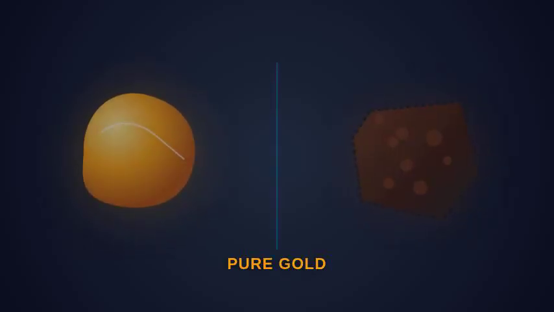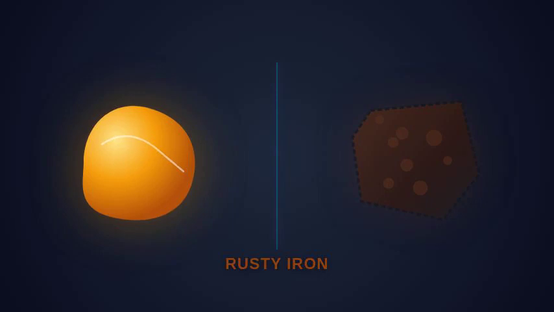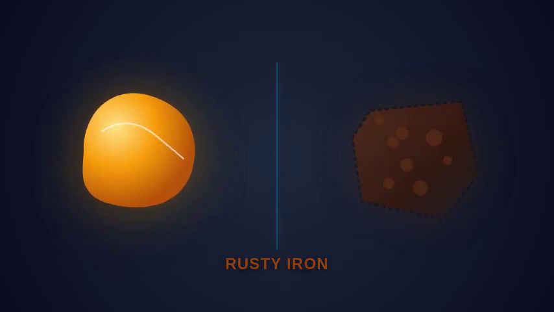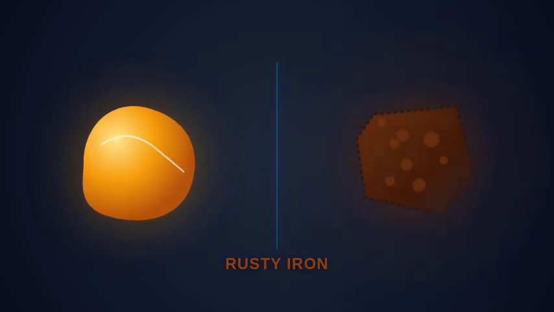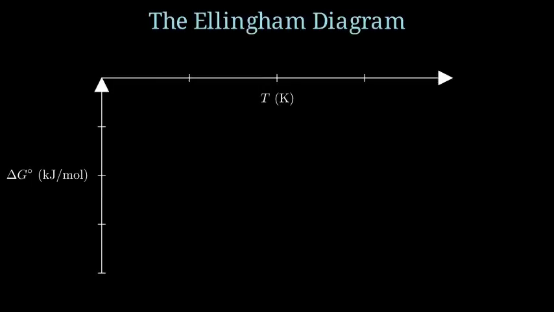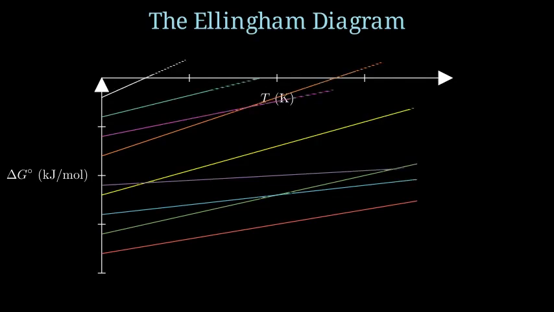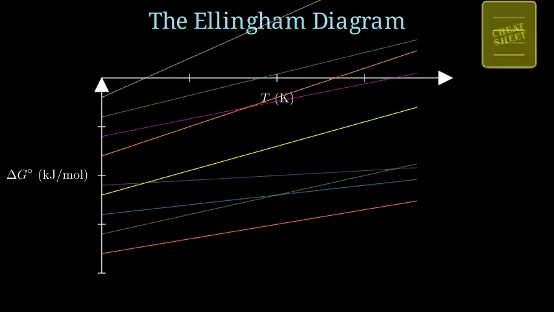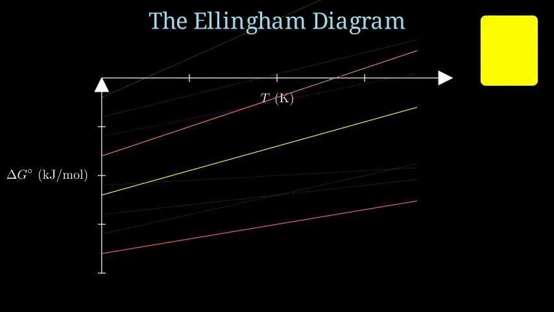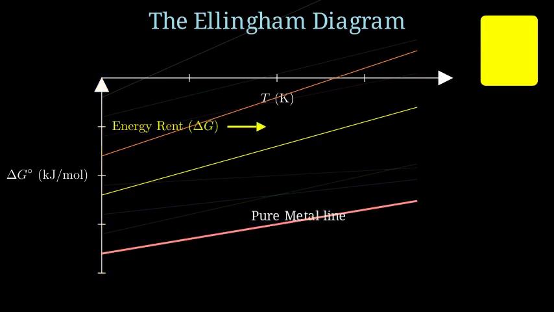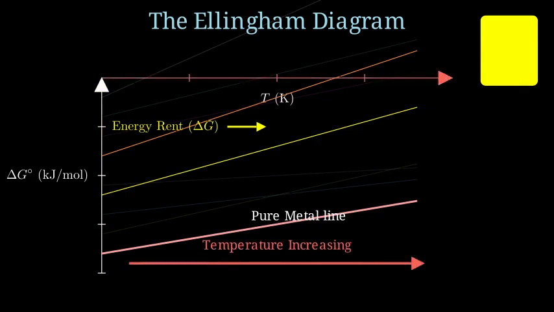Why is it that gold stays shiny for thousands of years, while iron seems desperate to return to the earth as a pile of red dust? The answer lies in a simple yet powerful map called the Ellingham diagram. It's essentially a cheat sheet for the entire field of metallurgy, telling us exactly how much energy rent a metal has to pay to stay pure, and what happens when we turn up the heat.